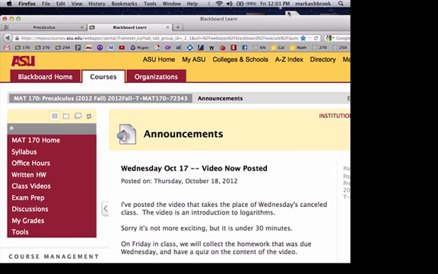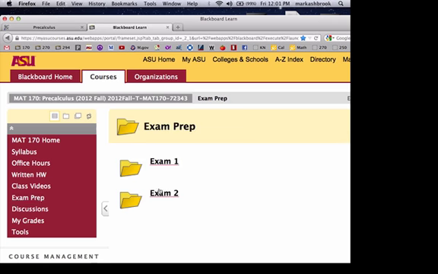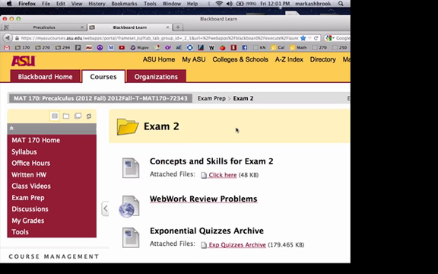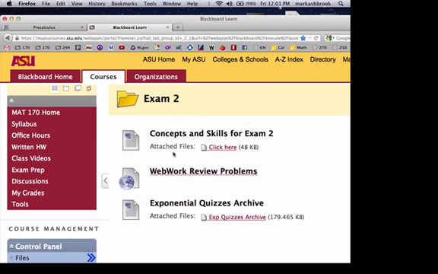So I sent an email out yesterday. If you go to exam prep, there's now an exam 2 folder. Our exam is a week from yesterday, next Thursday. In the exam 2 folder, you've got the same kind of outline that you had for the first exam.